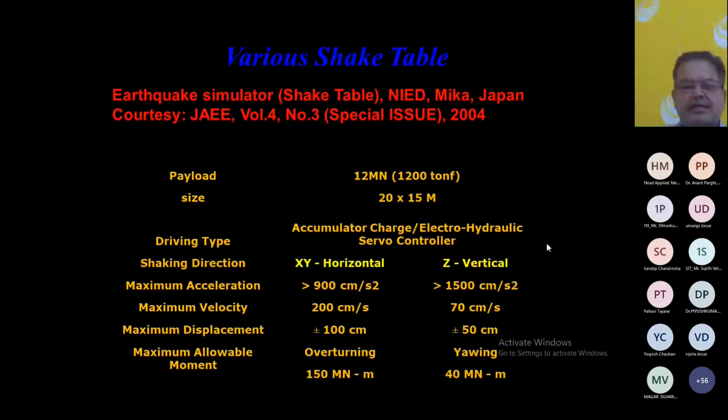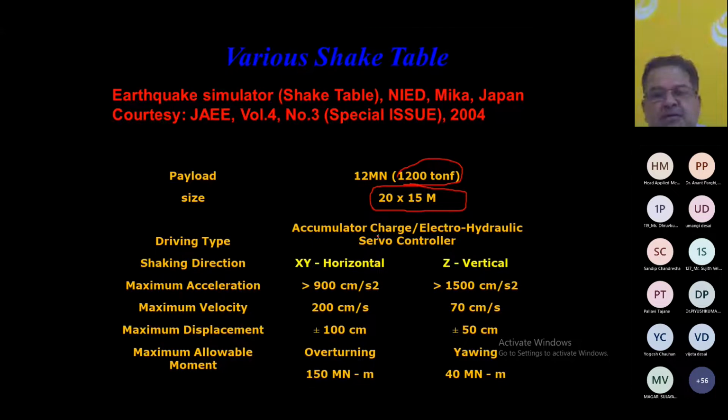And you just look at the size and everything. 1200 ton, that is the capacity, right? Payload capacity is 1200 ton. Like if I'm talking about the LD, we can test up to 1 ton. Now there are 12,000 ton, which is quite high. And you look at the size, 20 meter by 15 meter, right? This is one of the biggest shake tables we have.